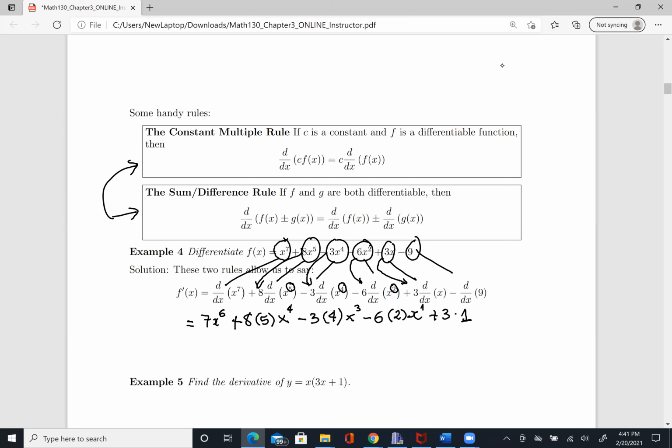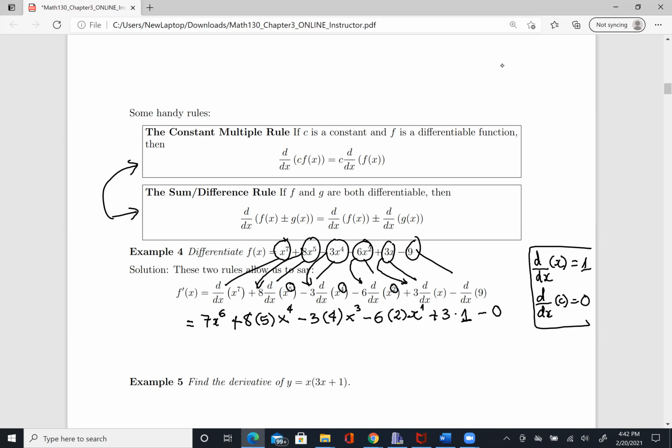Let me note that the derivative of x will always be equal to 1, and the derivative of a constant number will be equal to 0, from the first example. Then the next one is minus the derivative of 9. 9 is a constant number, so it just becomes 0.